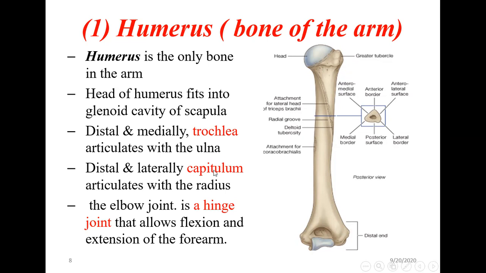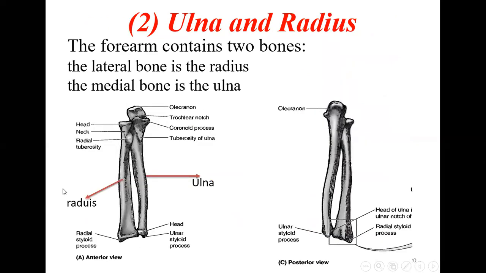Distally and laterally, we have the capitulum. Here on the other side is the capitulum. This is the trochlea, and the other part is called the capitulum, which articulates with the radius. Later, I will show you the radius and the ulna. The elbow joint is a hinge joint that allows flexion and extension of the forearm between this bone and the radius and ulna.